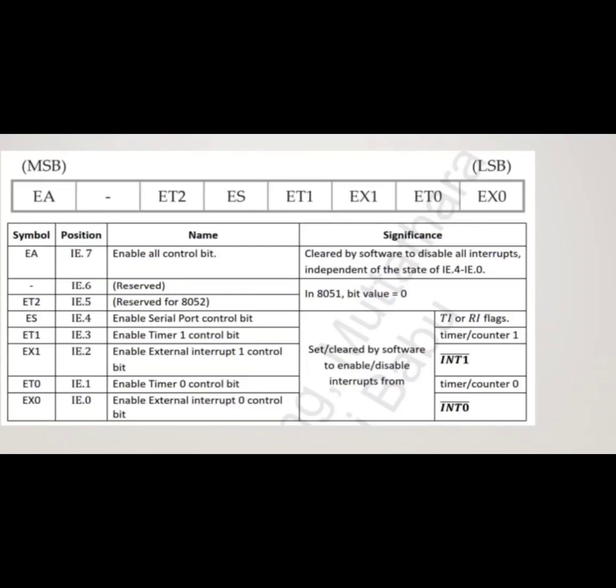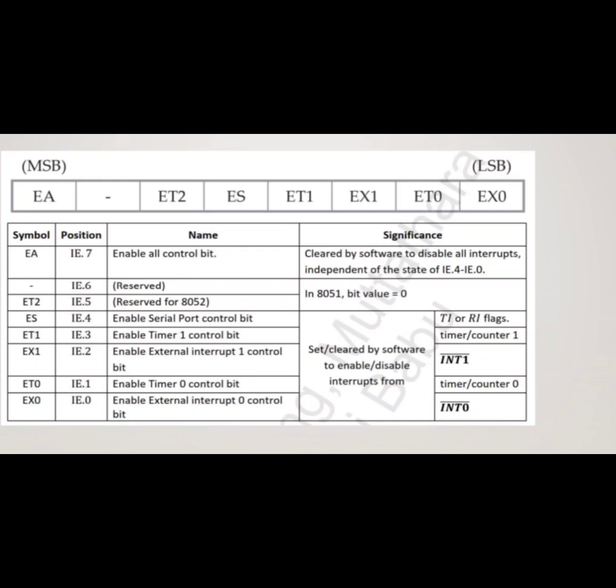So the next bit is IE6. IE6 is a reserved bit. It is not used in 8051. The next bit is IE5, which is reserved for 8052. These two, IE6 and IE5, are not used in 8051, so their value will always be 0.